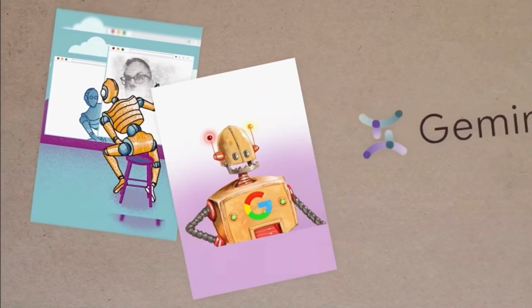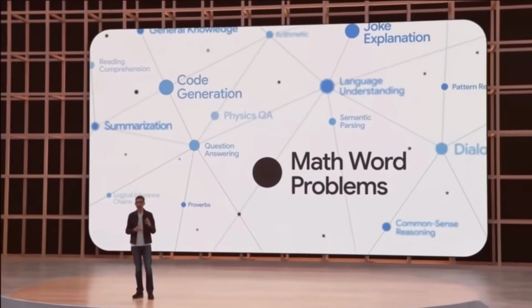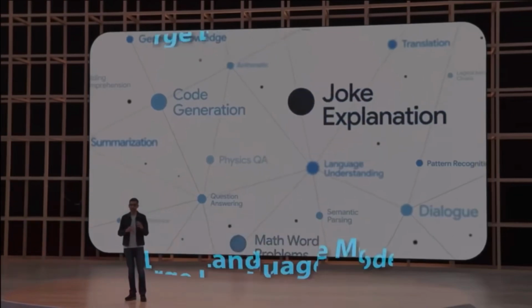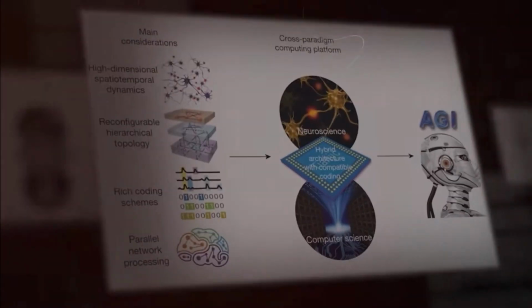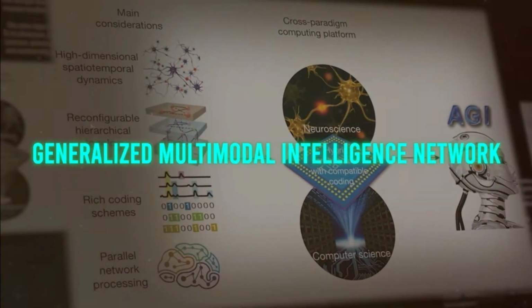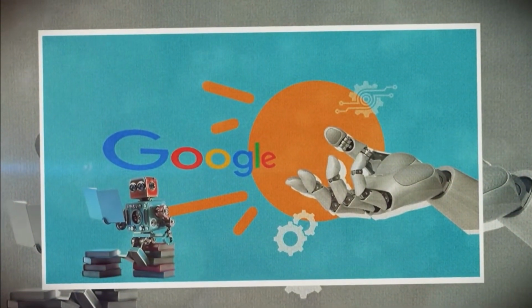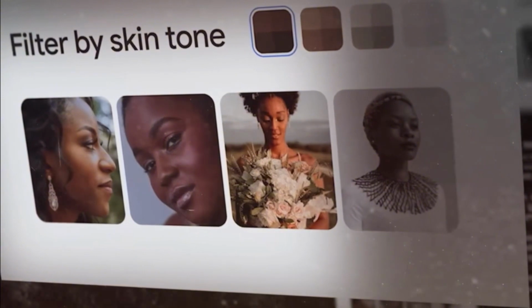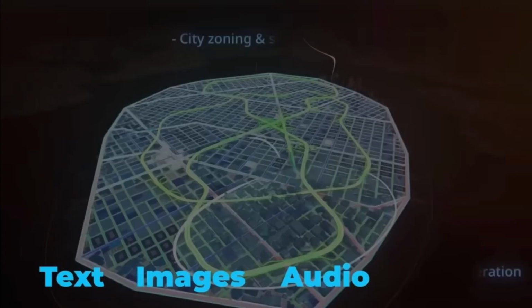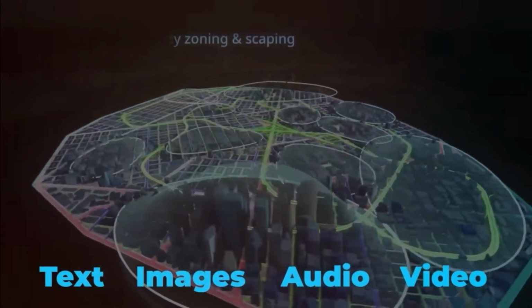Now, what's Gemini all about? Well, this is Google's latest project in the world of large language models. The full form is Generalized Multimodal Intelligence Network, and it's basically this mega-powerful AI system that can handle multiple types of data and tasks all at once. We're talking text, images, audio, video, even 3D models and graphs.